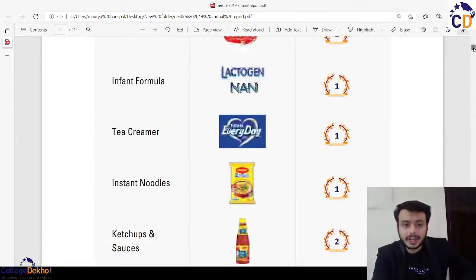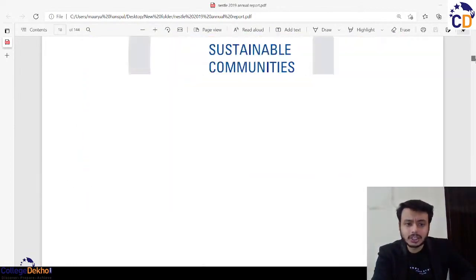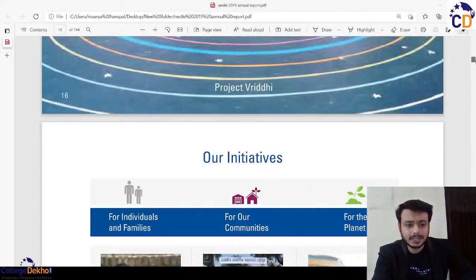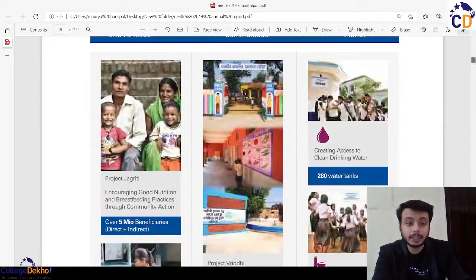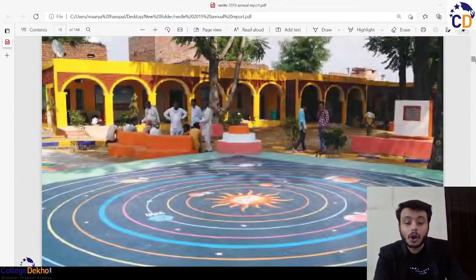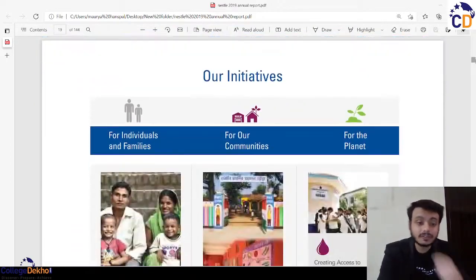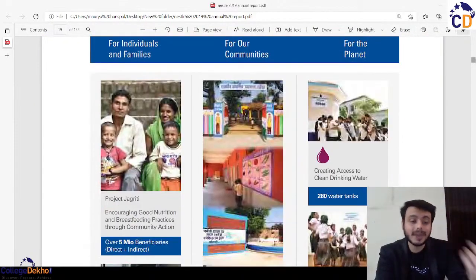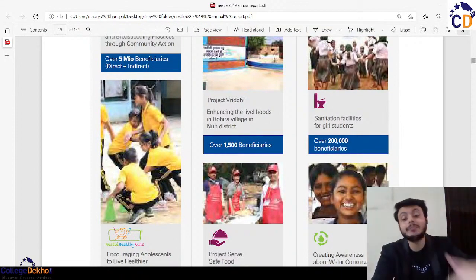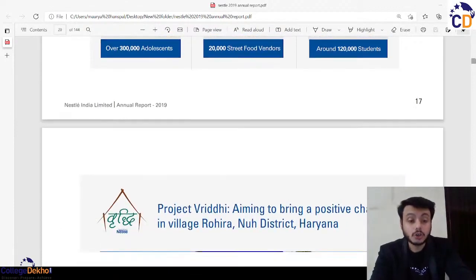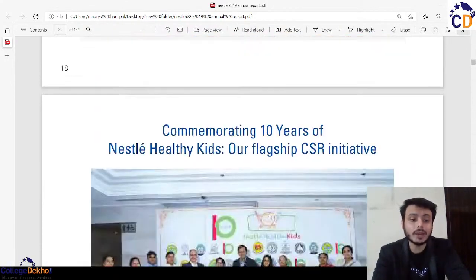So from all these statements, you will get to know about the products and some of the history of the company. Yes, they have their different initiatives, like Project Vriddhi, and initiatives they have taken for the communities and for the planet, how they're able to sustain the rural people, what commodities they provide there, and at what prices. So all this you get to know, and these are different projects.